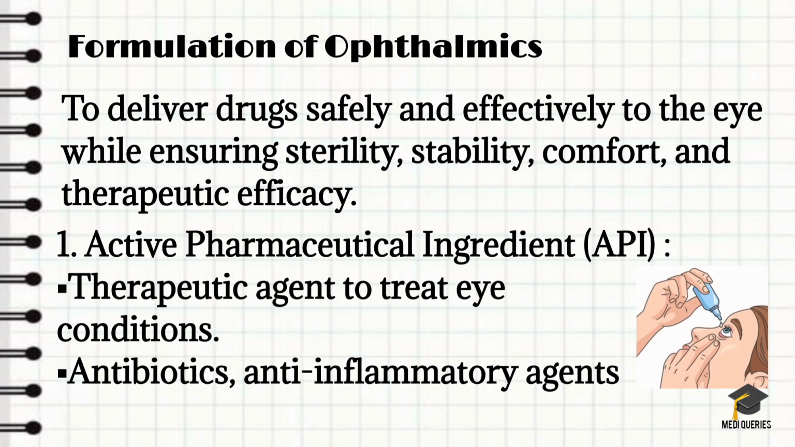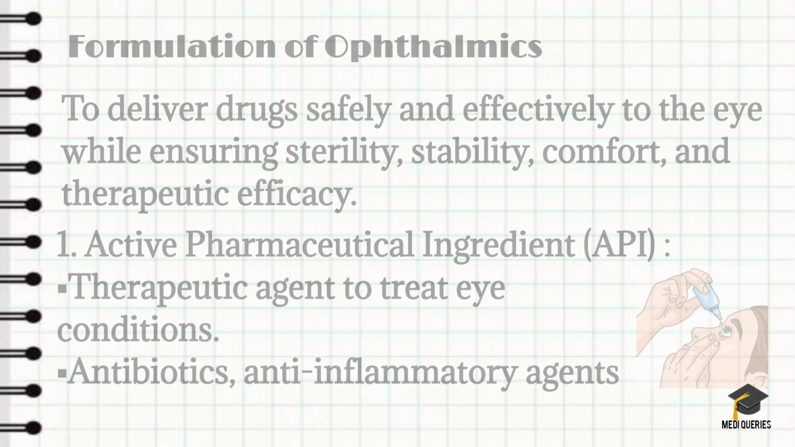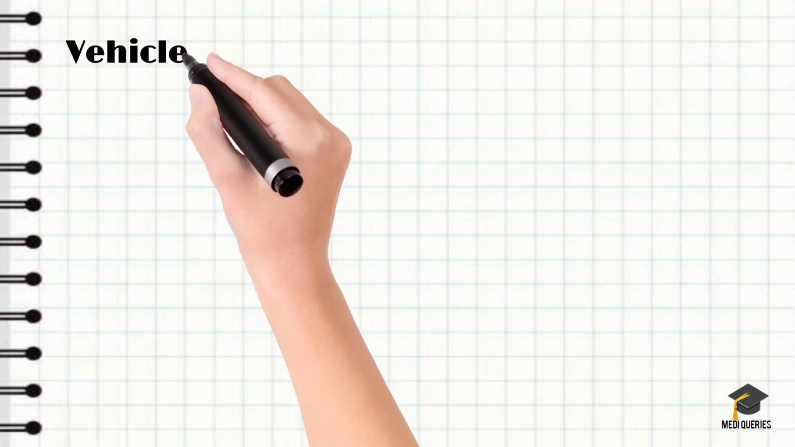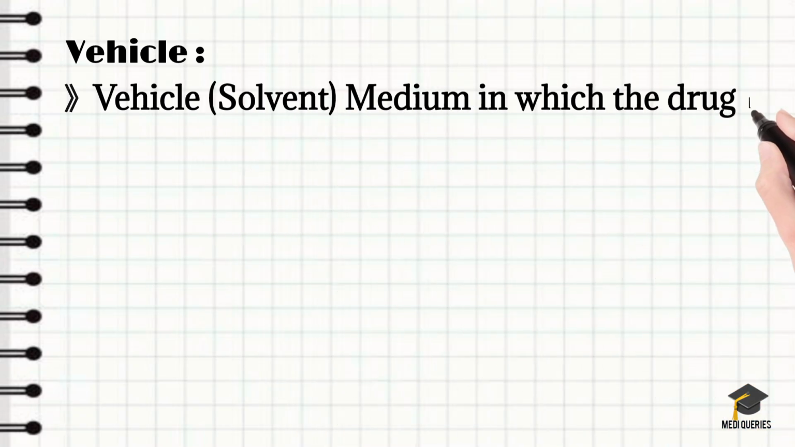The key components of ophthalmic formulations are, first, the active pharmaceutical ingredient, that is API. It provides the therapeutic effects, like antibiotic, anti-inflammatory, anti-glaucoma. They must be stable and suitable for ocular use. Examples like ciprofloxacin, an antibiotic eye drop. And the next one is the vehicle.